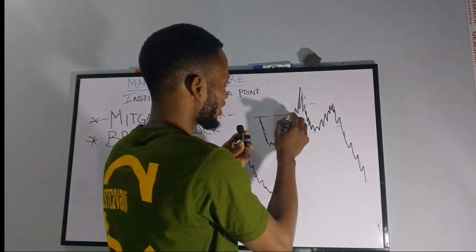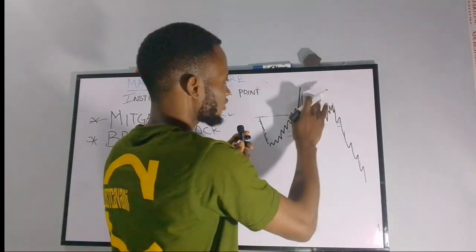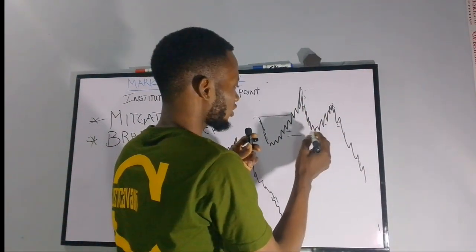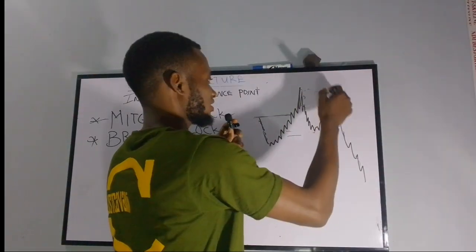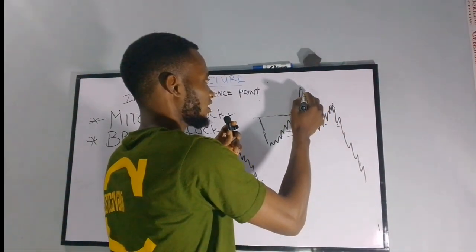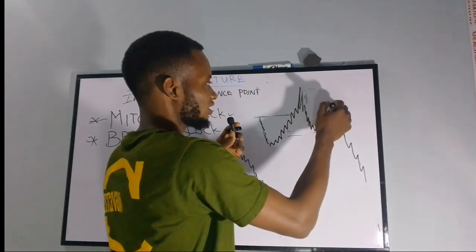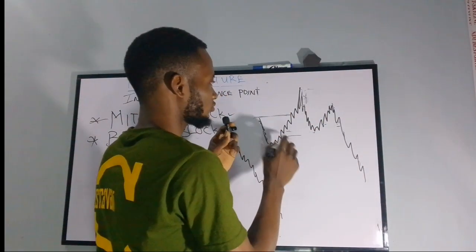Price broke a particular high, it created another high, and then we expect another break of structure according to how a normal trend would be. But price couldn't do that. Instead, it mitigated a fair value gap and order block around this region, then dumps to the downside. That is a mitigation block.